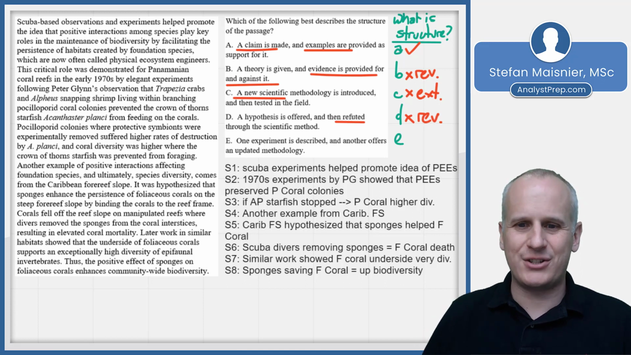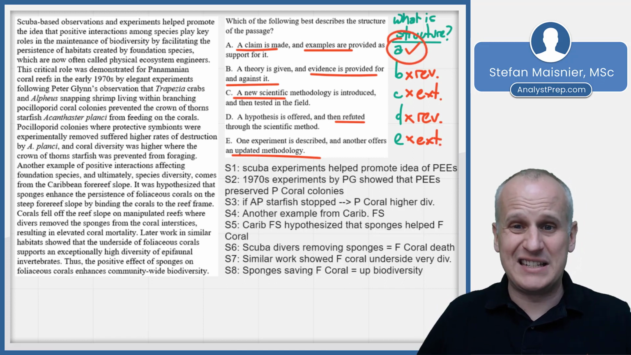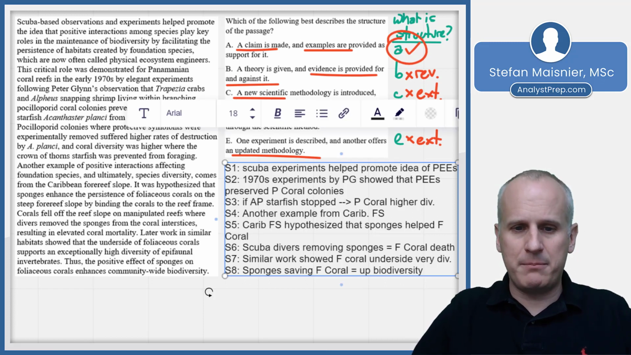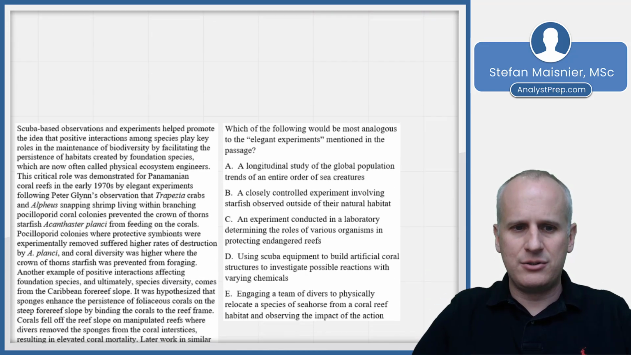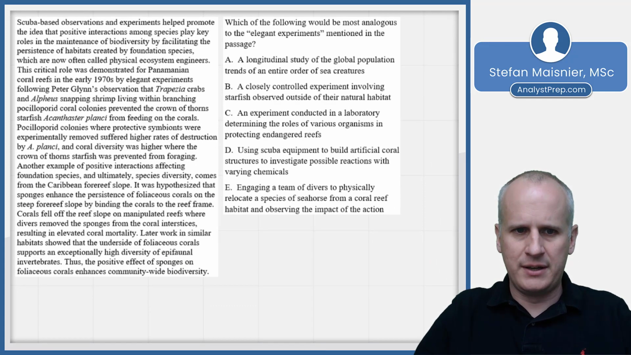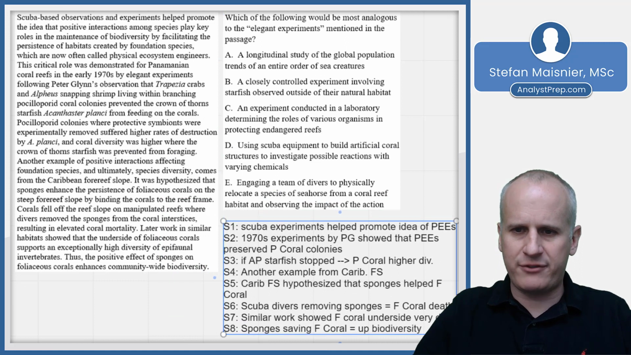One experiment is described and another offers an updated methodology. We don't know that it's updated. And it also isn't matching our prediction from the passage map at all, whereas A really did. So we can happily select A here. And the nice thing about the sentence by sentence passage map is we can now take it to our next question here just down the whiteboard. So I'm going to go ahead and paste this just underneath for our reference.